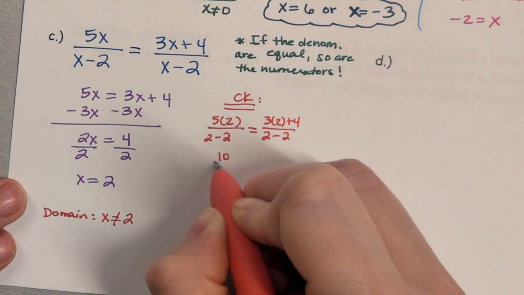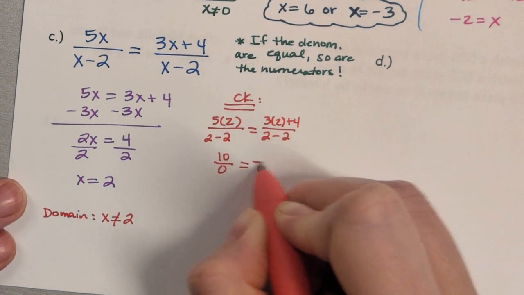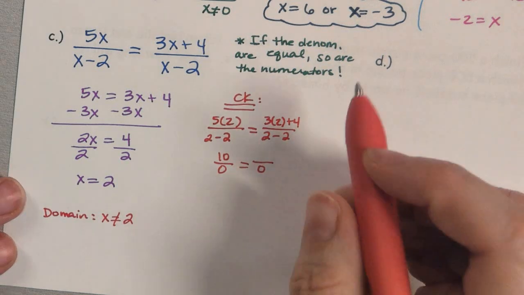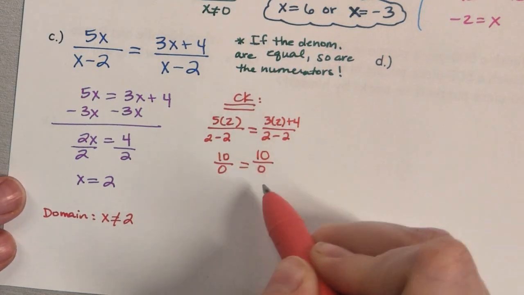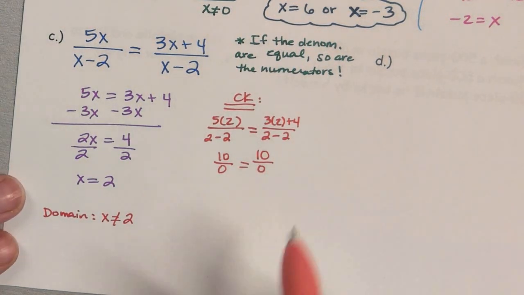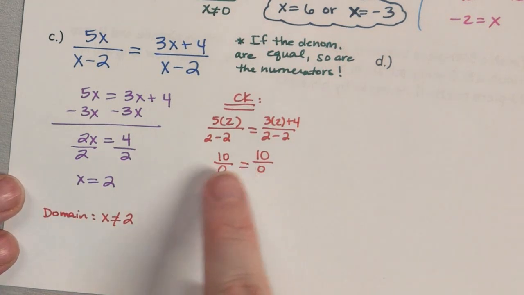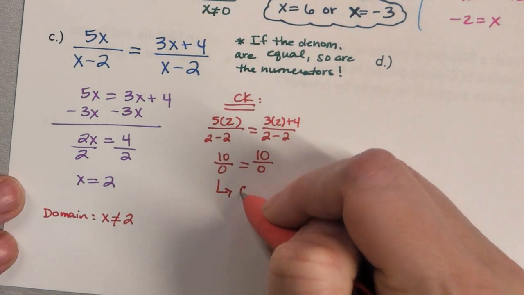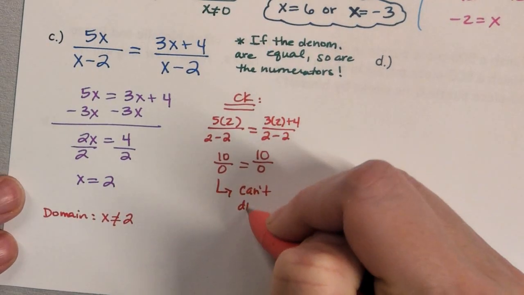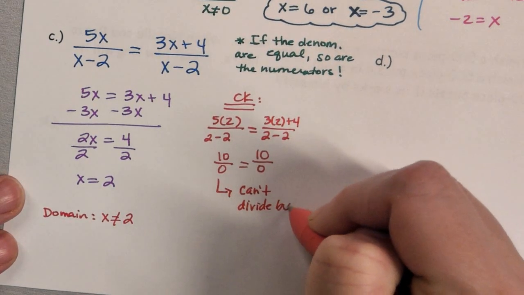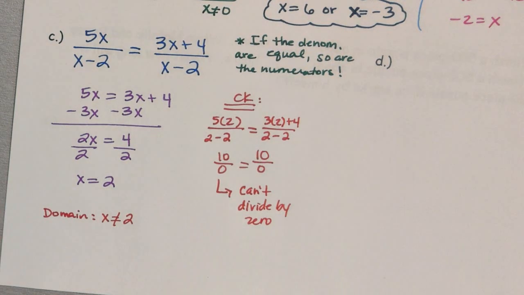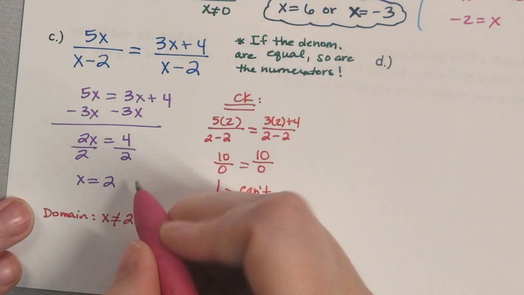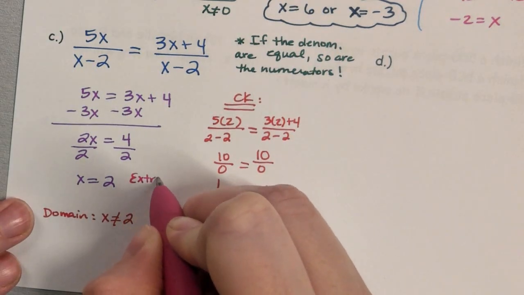Because if you have 10 over 0, can you divide by 0? Nope. So don't do this and say, oh yeah, they're equal. Okay, because yeah, this makes the equation true, but this is the problem. You can't divide by 0. So when that happens, this is an extraneous solution.